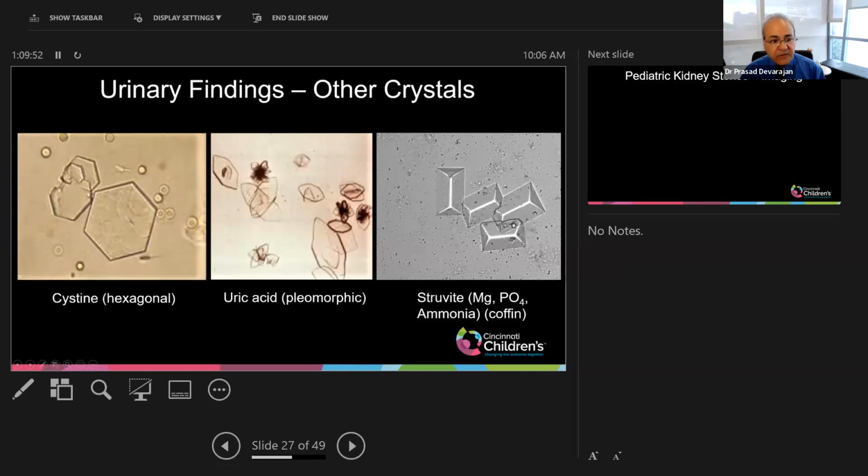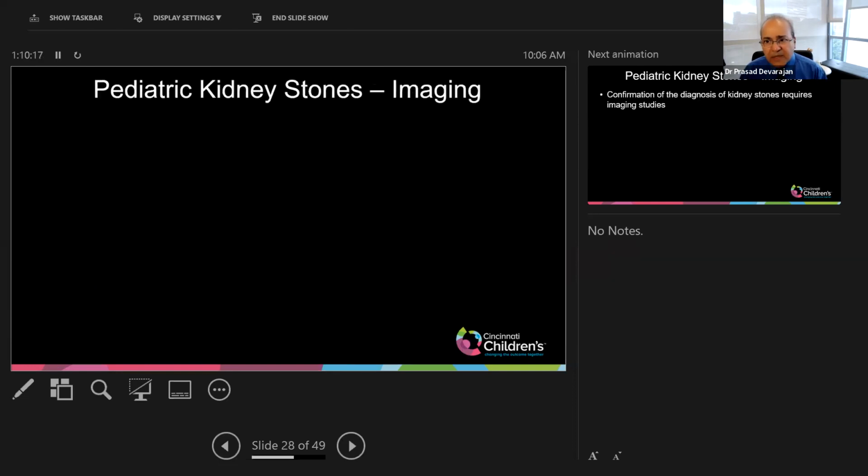So this is very classic, and it's there in every board exam, and every exam you'll see a picture of this, and they'll ask you for the diagnosis. Uric acid crystals are pleomorphic, and the infectious struvite stones lead to these coffin-shaped crystals. So very important to look at the urine under the microscope. And you don't need a fancy microscope. This is just simple 40x microscopy.